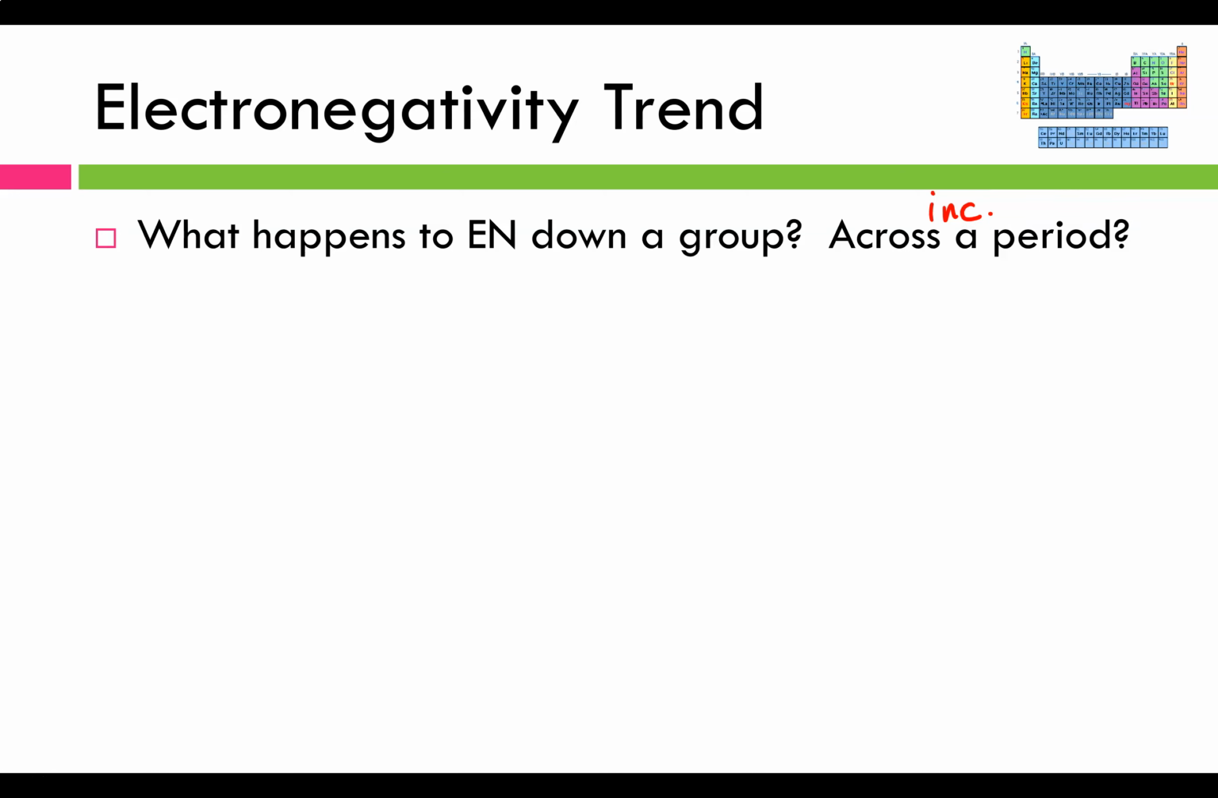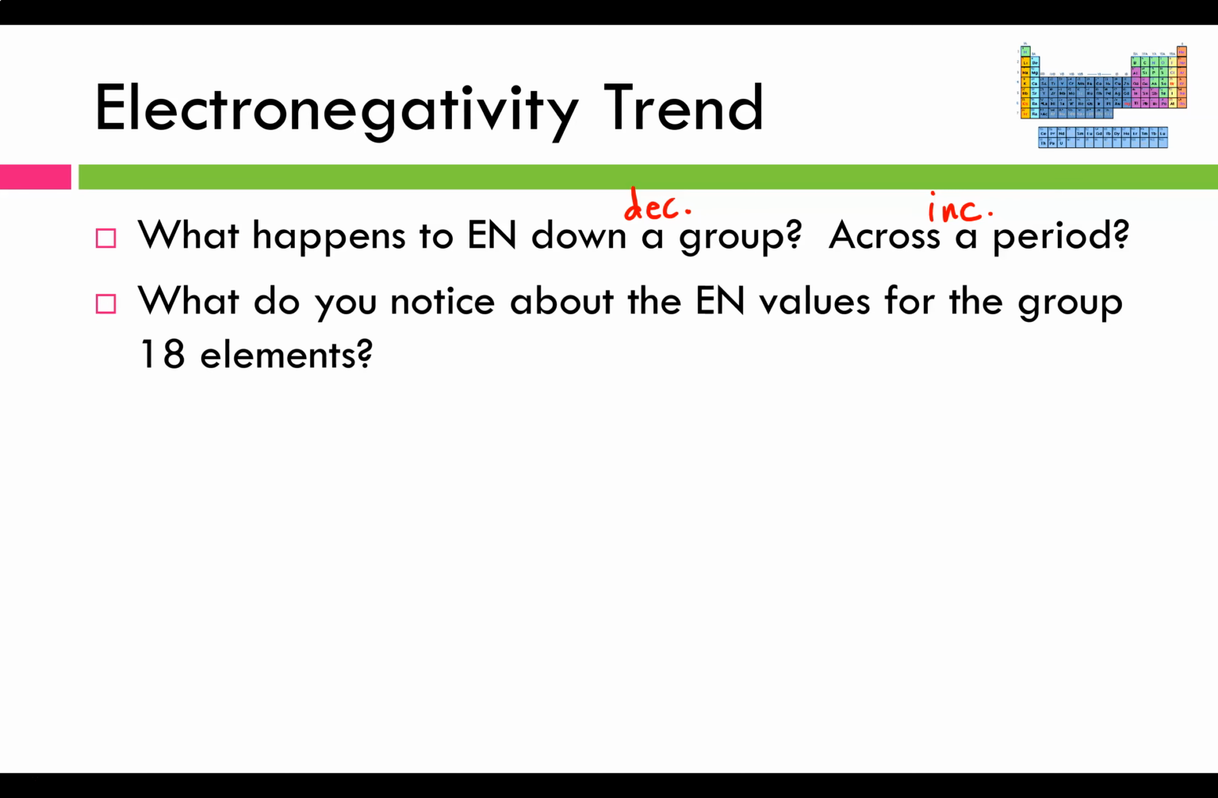What about down a group? I'm going to look at element 3, lithium, 11, sodium, 19, potassium. I go from 1 to 0.9 to 0.8. If I go to rubidium, number 37, it's also 0.8. We're seeing a general decrease down the group. So that's the trend that we observe for electronegativity: decreasing down a group, increasing across the period.